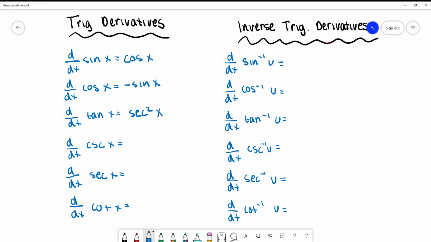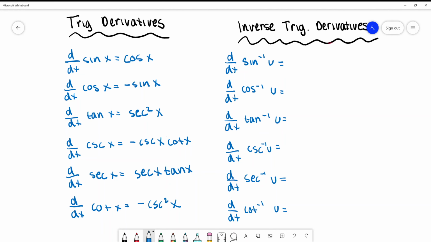So now that we have our normal three, we are going to go over the reciprocal ones. The derivative of cosecant x is negative cosecant x times cotangent x. The derivative of secant x is secant x times tangent x. And lastly, the derivative of cotangent x is negative cosecant squared x.